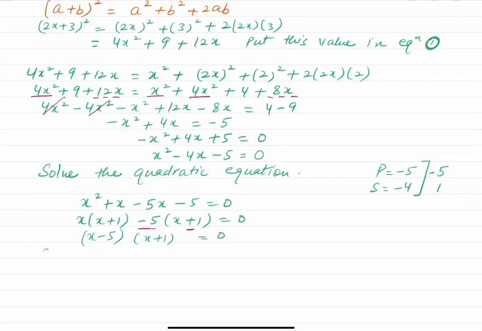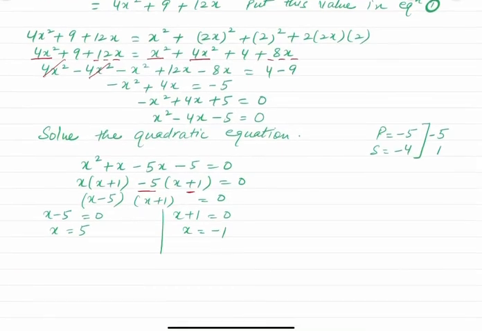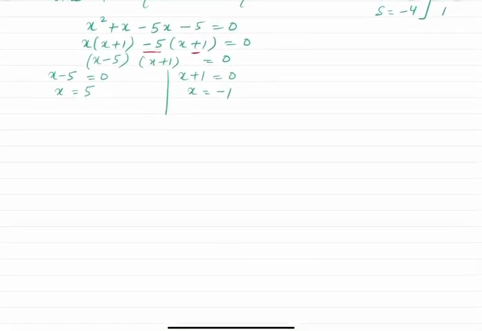Now these are called the factors of the quadratic equation, but we need to find the value of x. So we need to find the roots. For roots, we need to set these separately equal to 0. So x will be equal to 5 and x will be equal to minus 1. We can say that x equals 5 and x equals minus 1 are the roots of this equation, and also the values for x. So basically we got the value for x.